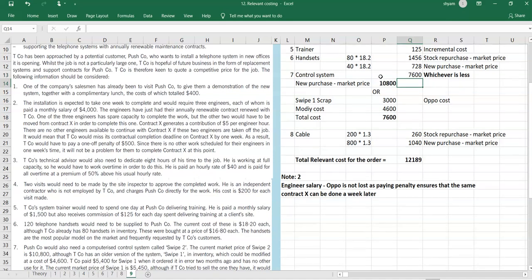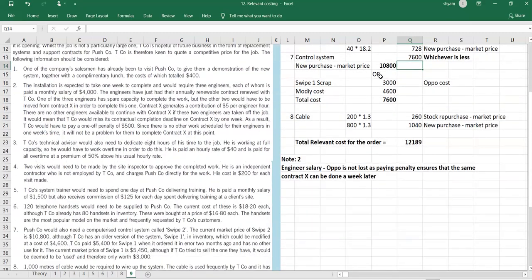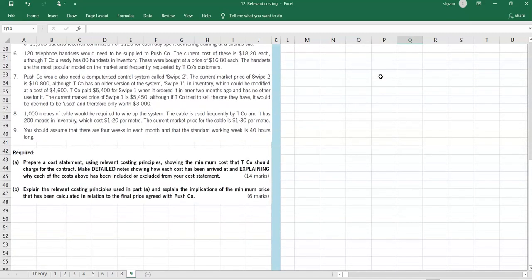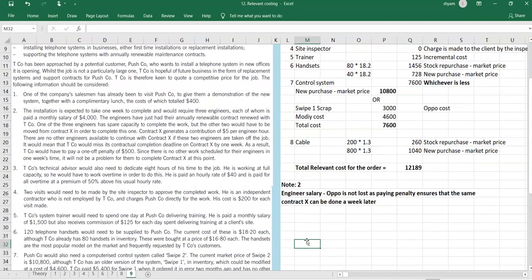So that's about the concept here. Hope you got the idea. So the sum is over. He's asking you, what does the minimum price represent? Okay, see, the minimum price represents a one-off price. We cannot charge anything lower than this 12,189, and this is only for this order.